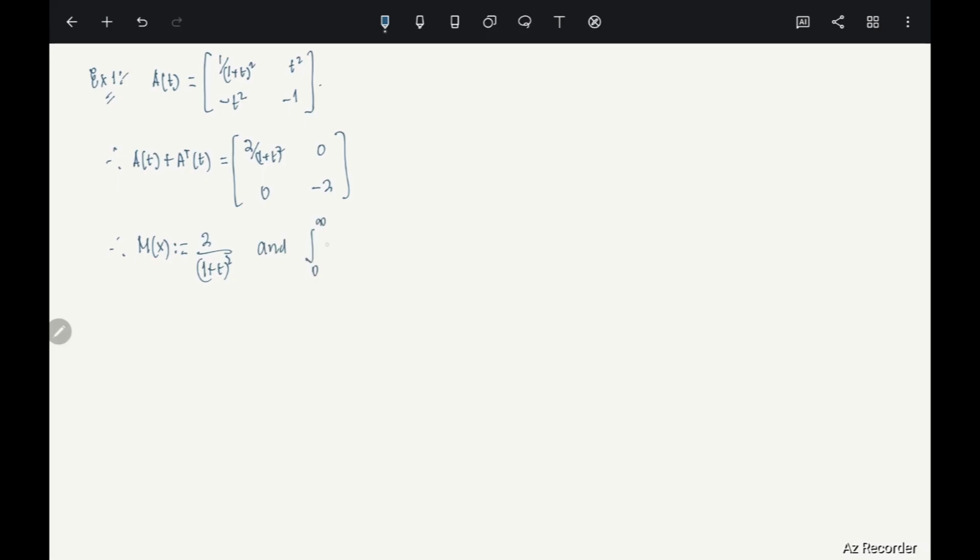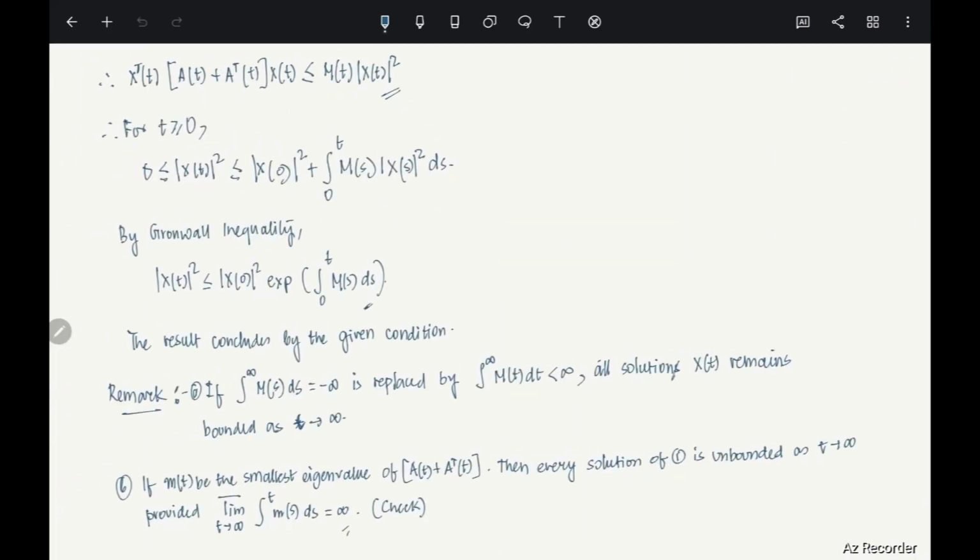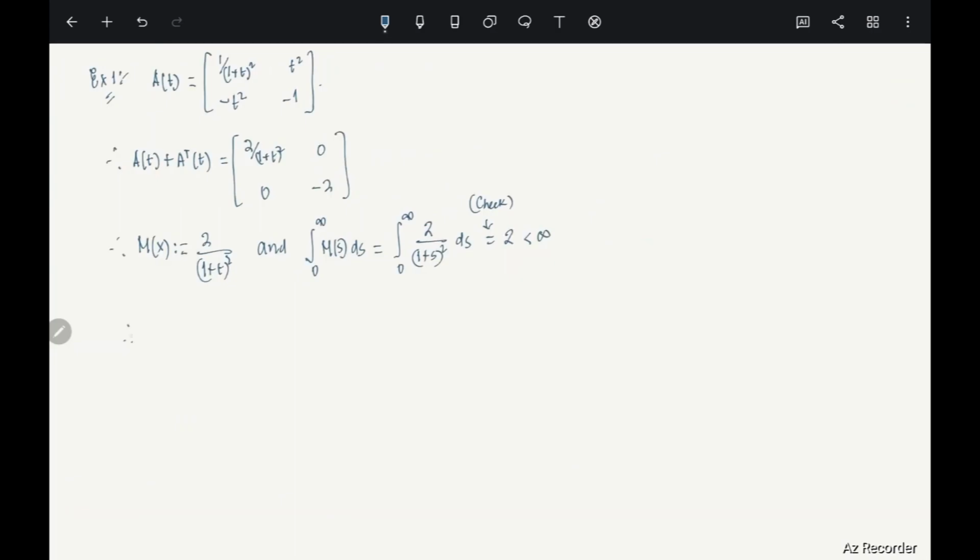Now, the integral from 0 to infinity of m of s ds, what happens to that? It is the integral from 0 to infinity of 2 by 1 plus s square ds. Please check this part yourself; it is very easy. If you check, this is going to be 2, which is bounded. So you use the first part of the remark: if the integral up to infinity of m of t dt is finite, then all solutions remain bounded as t tends to infinity.